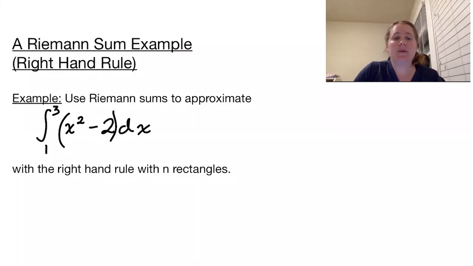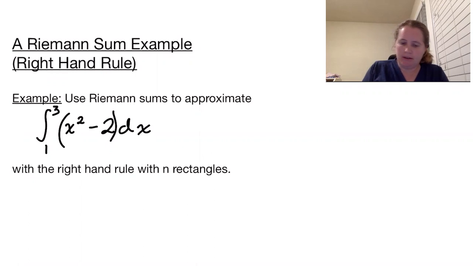Welcome to a Riemann sum example with a right-hand rule. So in this example, we're going to use Riemann sums to approximate the definite integral from 1 to 3 of x squared minus 2 dx. This time around using the right-hand rule with n rectangles.